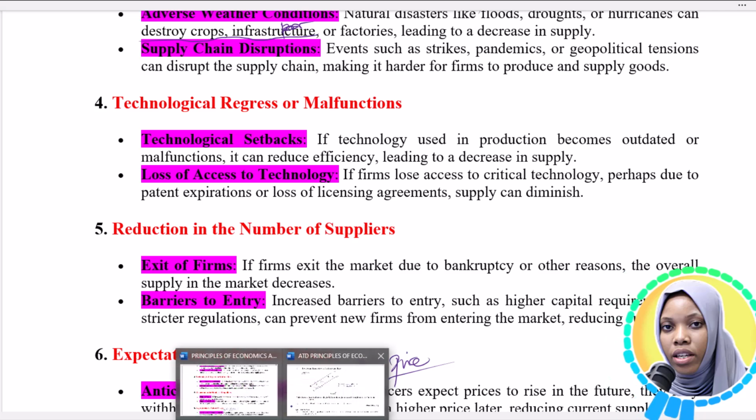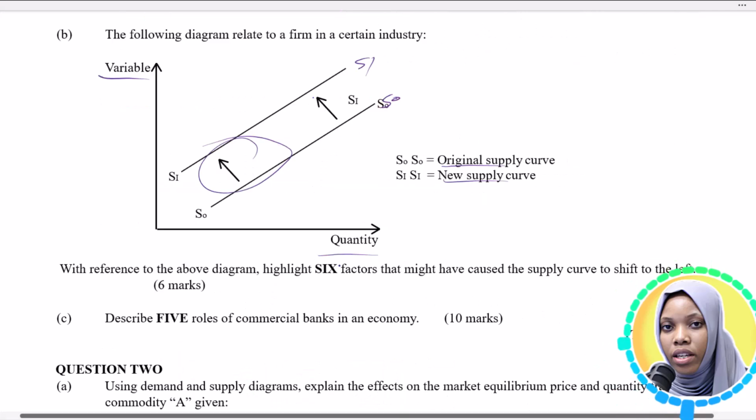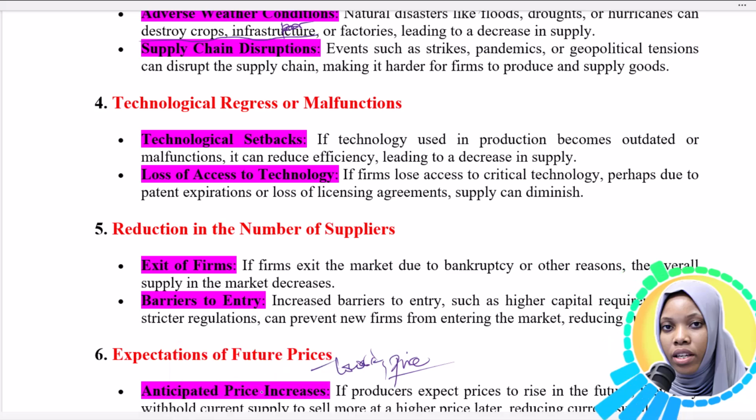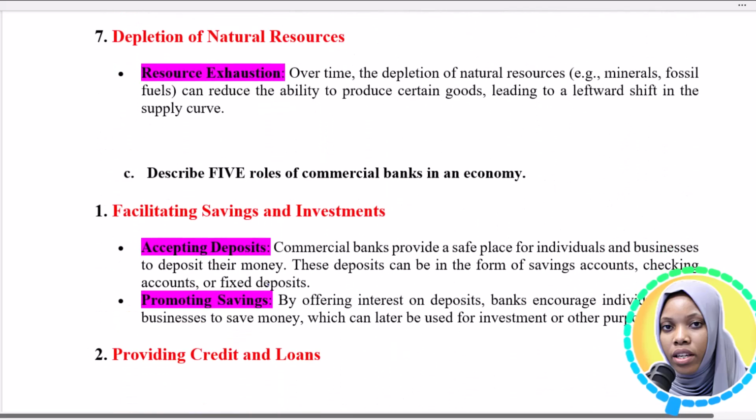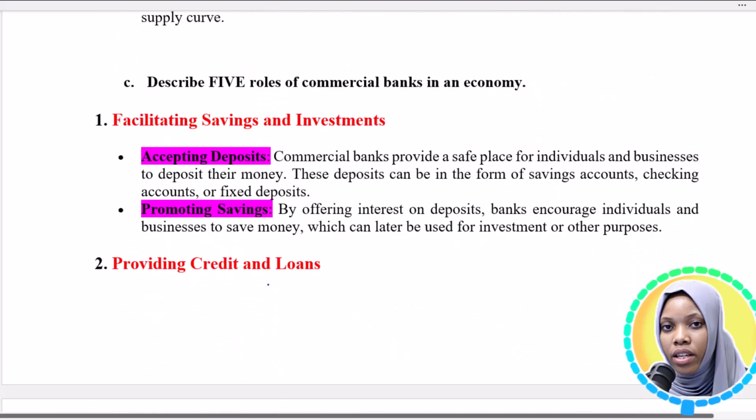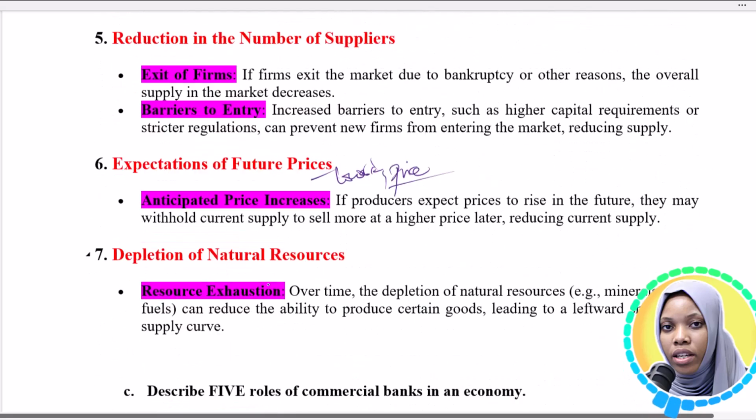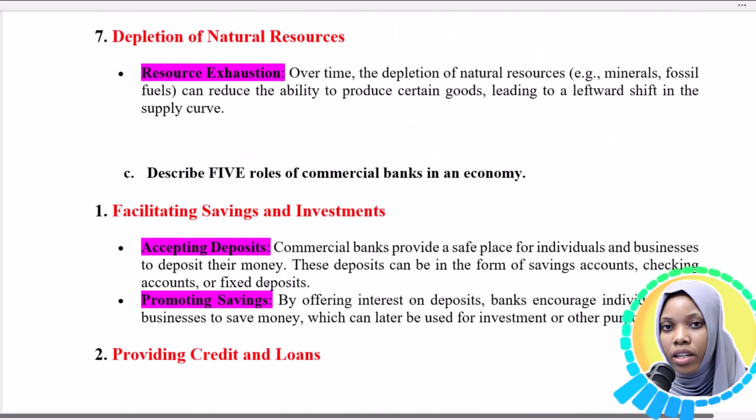Now we go to question 1, part C. It reads, describe 5 roles of commercial banks in an economy. What are commercial banks first? The roles of commercial banks.